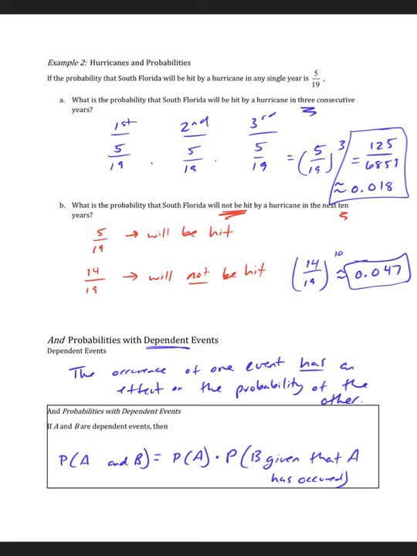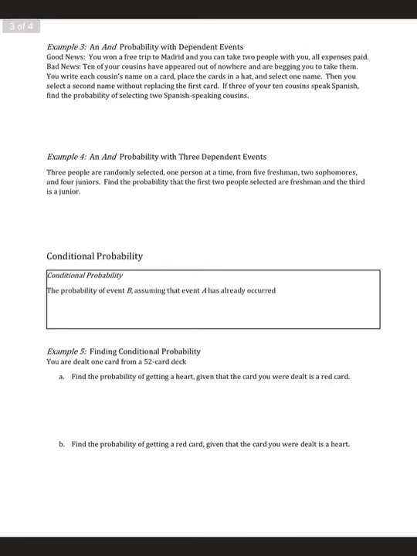So now what this is going to look like, let's go to the next example on the next page. What we're talking about here is saying you want a free trip to Madrid and you can take 2 people with you.